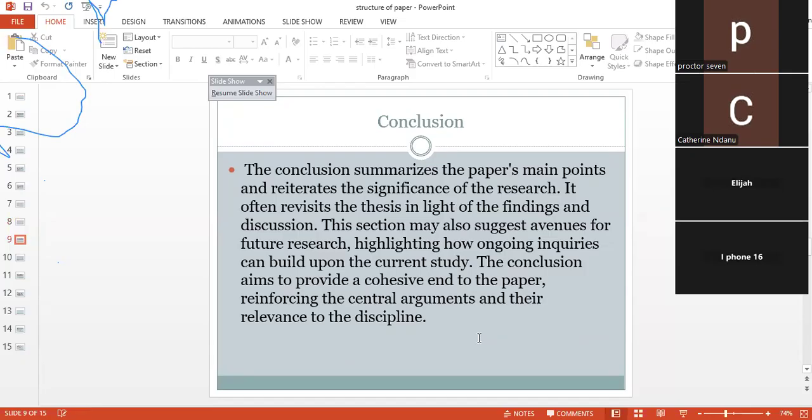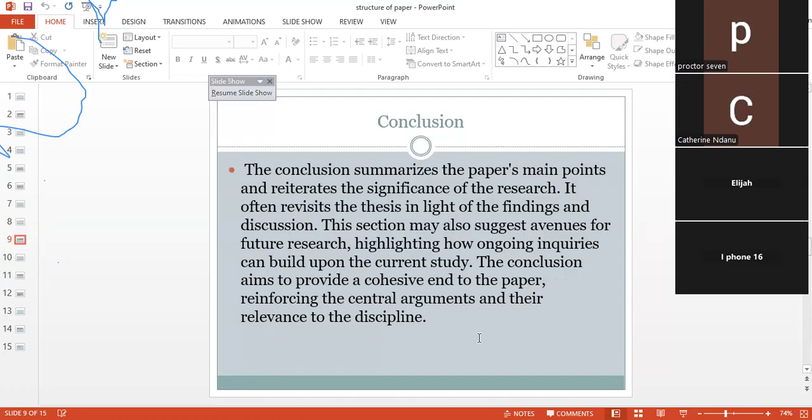Then you have a conclusion section. It summarizes the paper's main points and reiterates the significance of the research. It often revisits the thesis in the light of the findings. So what did you go out to look for, and what did you find? They may suggest avenues for future research. So you now suggest even areas for future research, highlighting how ongoing inquiries can build upon the current study.